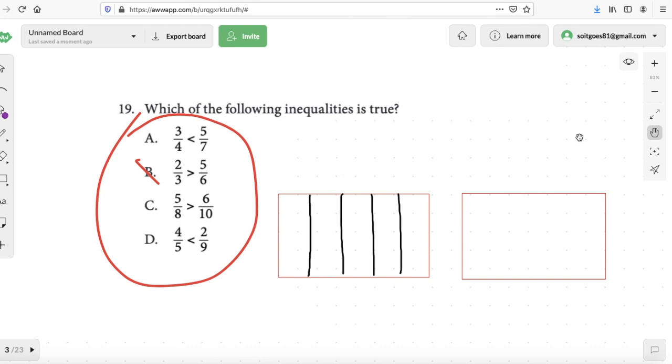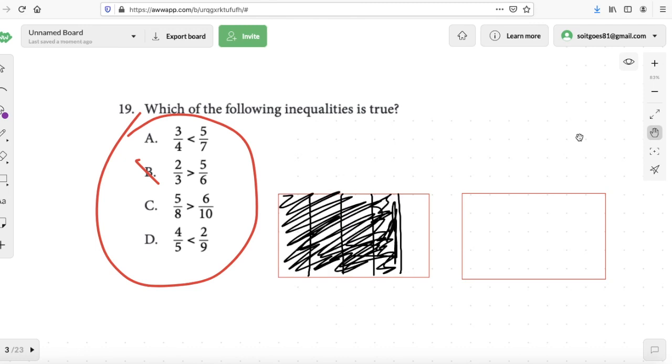Yeah. And if we're talking about 4 out of those 5, we're shading in a whole lot. We're shading in all that. That's almost all the rectangle. Well, it's 4/5 of the rectangle, right?